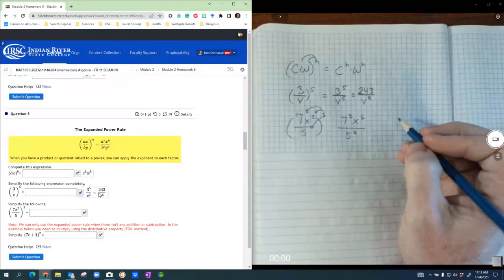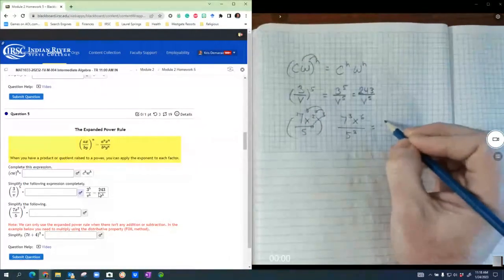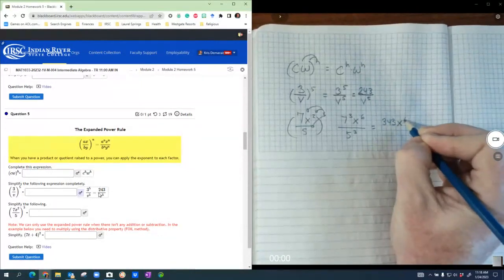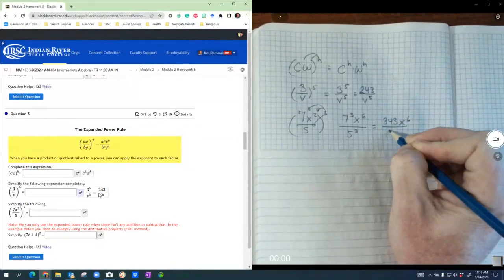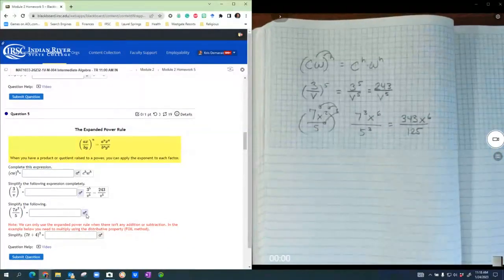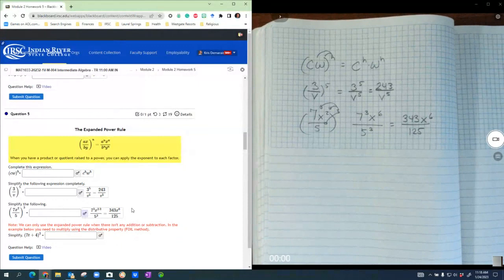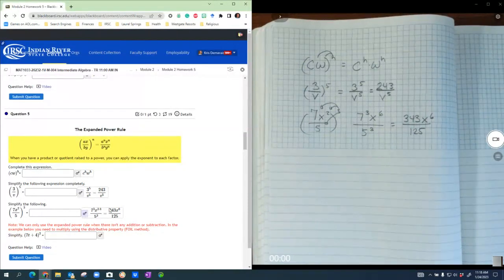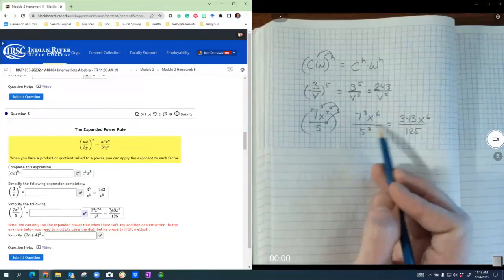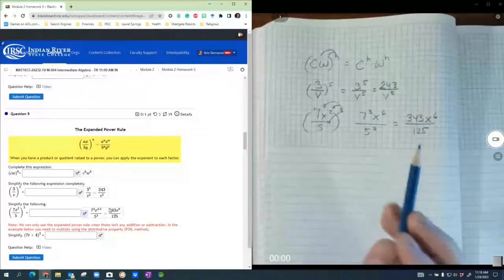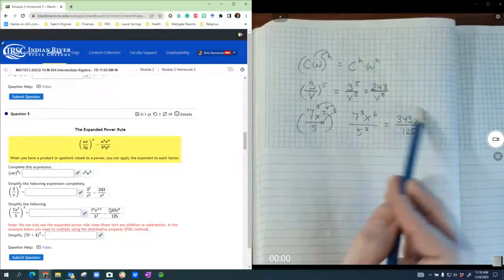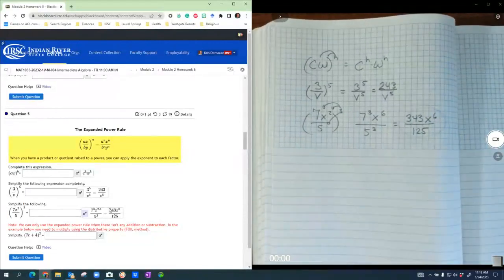All right, so now we got that. We can go ahead and carry it out. And then it'd be 343 x to the 6 over 125. And that's what it's going to show you here. All right. So to write this means to go ahead and simplify it further. I don't think you have to, I think it's going to accept this as your final answer, but you can check it out when you're doing your homework.